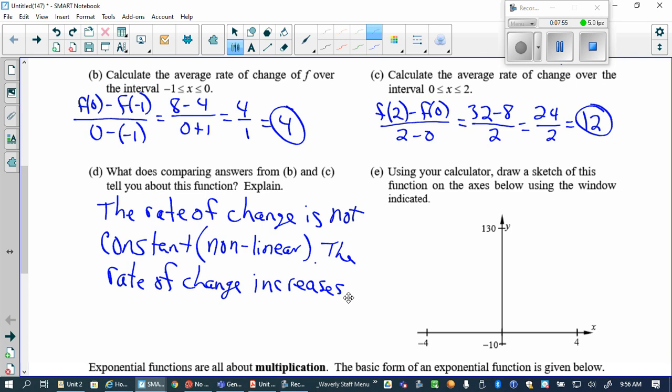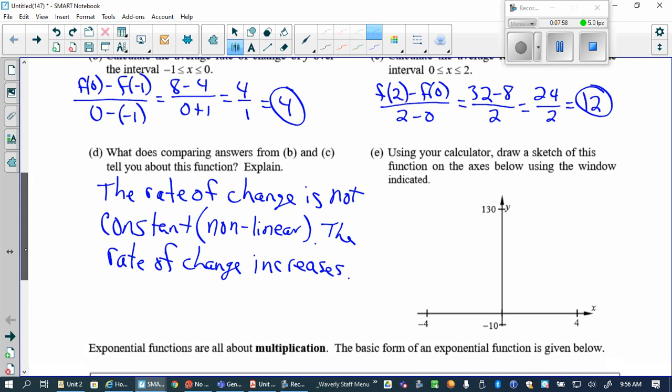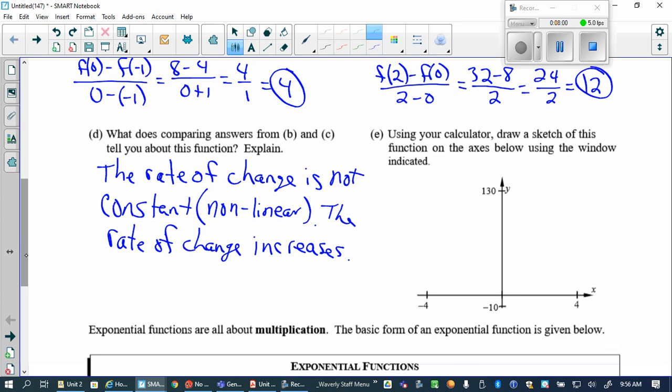Now, using your calculator, they want us to sketch this function, so we're going to put it in there, and they want us to use the window here. You guys remember how to change your window? You see the numbers they have here? The minimum x, maximum x, minimum y, maximum y. So just follow along.